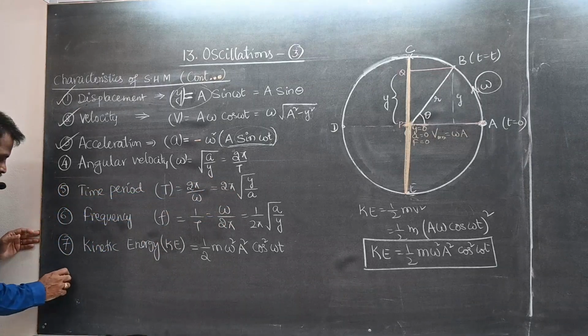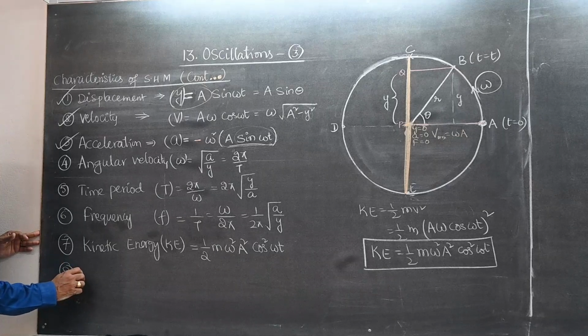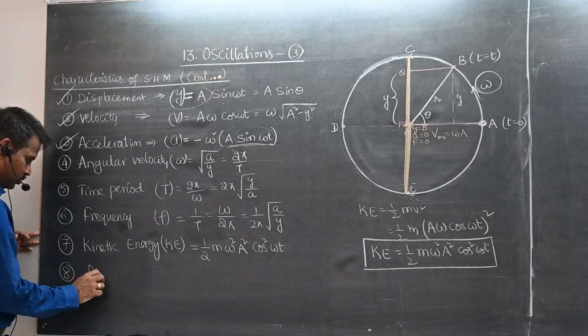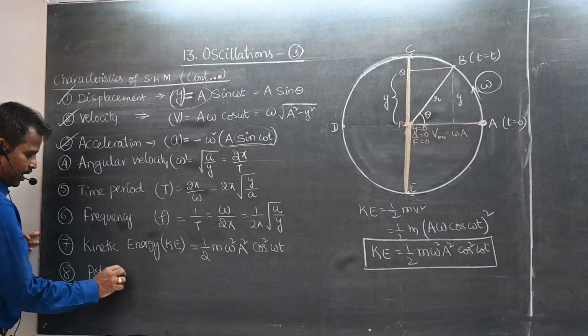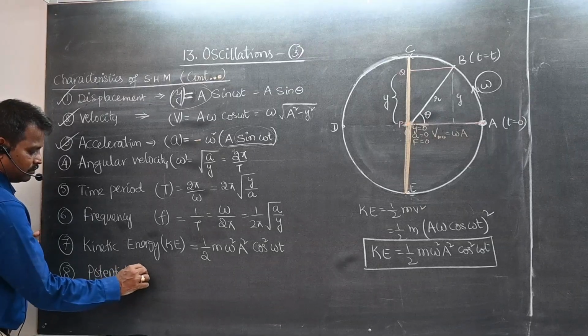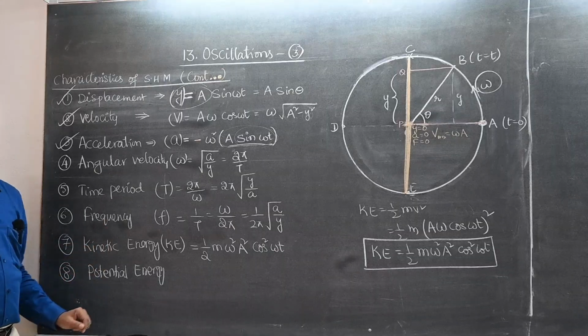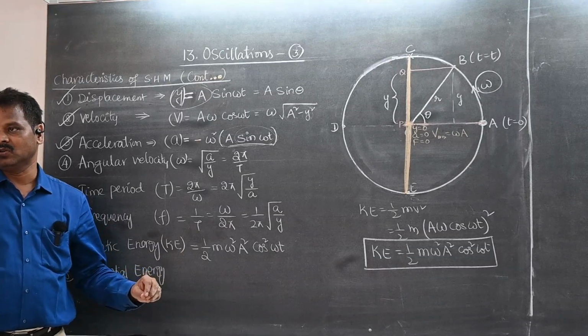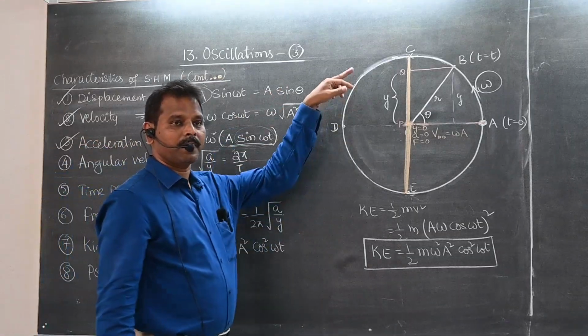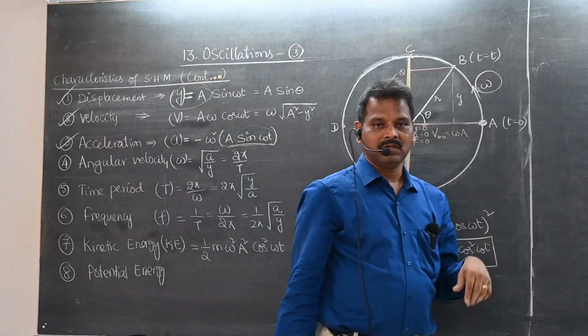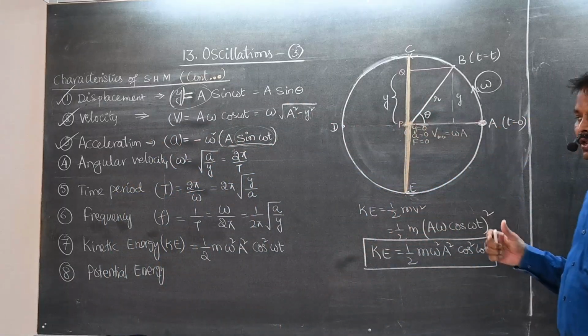Now I want the eighth one. What is that? Potential energy. Can I directly write mgh? No. Here this is not a gravitational potential energy, students. Here the particle is undergoing SHM.